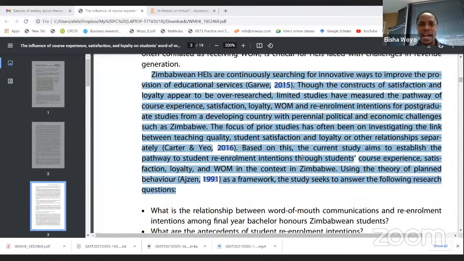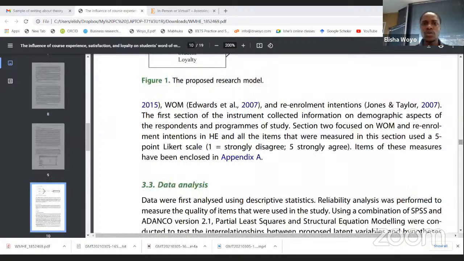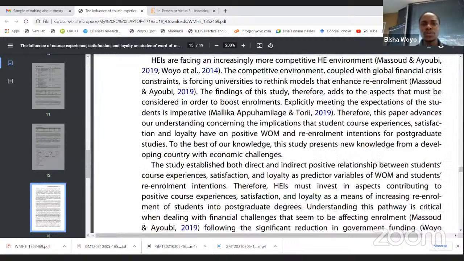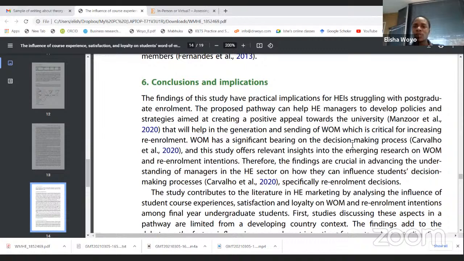If you can't show the contribution of the study, it becomes difficult for people to say that your study is good enough. So you should be able to show what it is that you are adding to literature. For instance, in this particular sentence, we were demonstrating what we are adding to an existing body of literature. The findings are crucial in advancing understanding of managers in the higher education sector on how they can influence students' decision-making processes. So this is both a theoretical contribution and a practical contribution.